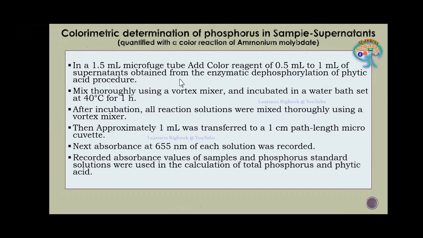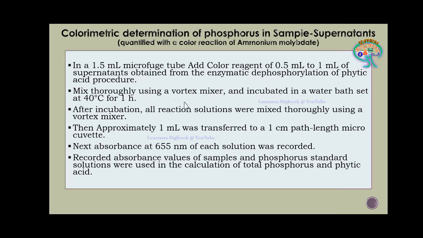Now here what we are going to do, as whatever the sample we have taken from the dephosphorylation procedure, we are going to take that particular supernatant of 1 ml in the 1.5 ml microfuge tubes, that is both from the free phosphorus and total phosphorus microfuge tubes. We are going to take into the new microfuge tubes for the free phosphorus and the total phosphorus as labeled, and now we are going to add color reagent of 0.5 ml.